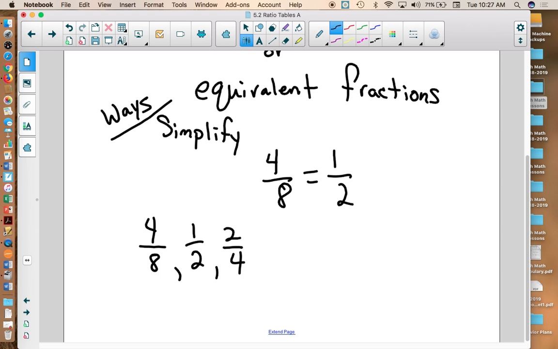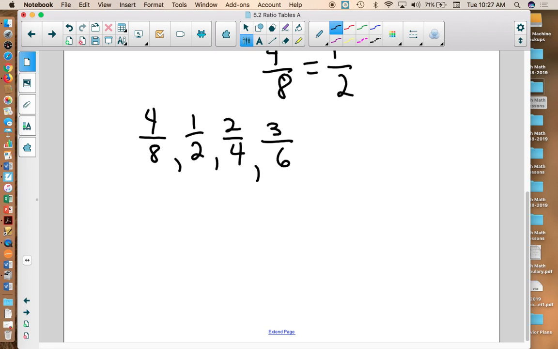Esri, wouldn't 3/6 be equivalent to it as well? Okay, Esri. Is 3/6 equal to all these others? How do you know that? What did you do to get 3/6? Because 3/6 is equivalent to 1/2, which is equivalent to 4/8. She took the 1/2 and she said times 3.